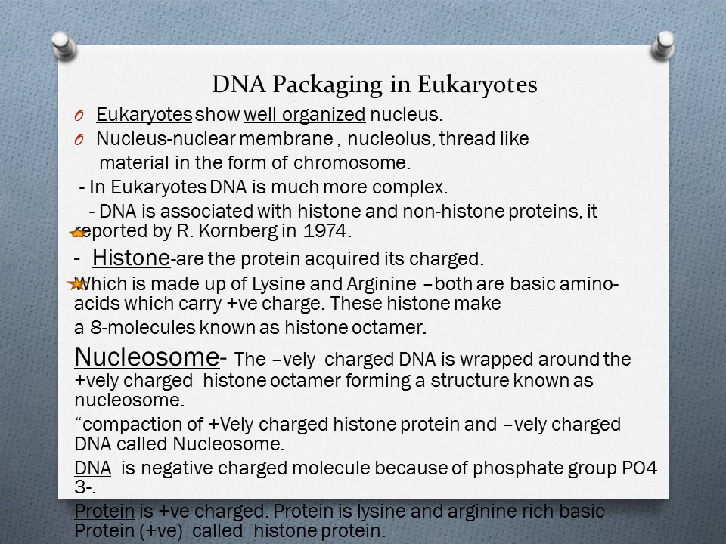a well developed cell, and in that the nucleus is well developed. That is the well organized nucleus, and in that nucleus the nuclear membrane is present, the nucleolus is present, and the thread like structure, that is the chromatin material, is present in the form of chromosomes.